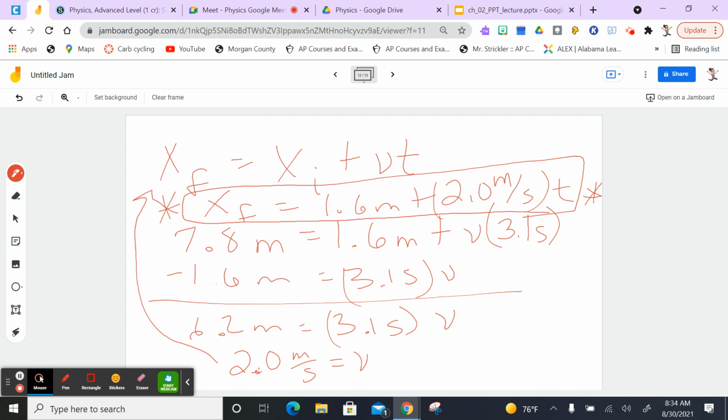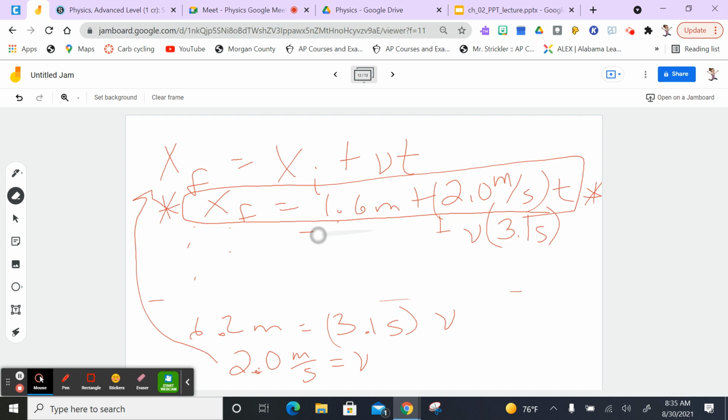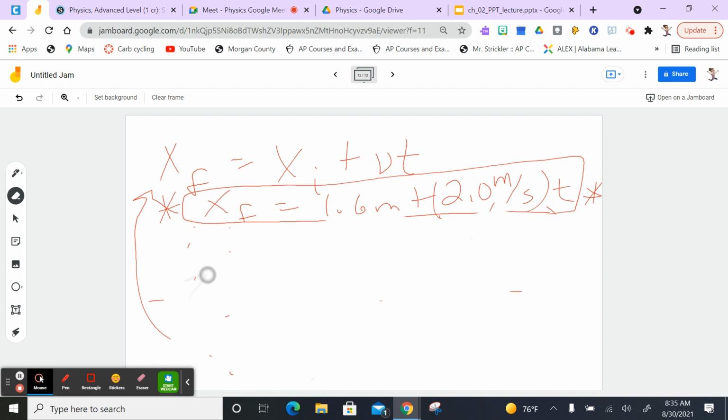And then B asked you to find the actual time. They wanted you to find what the time was if your position was 8.6 meters. Okay, so now we're going to erase all of this and plug in 8.6 for XF and solve the equation for time. All right, so 8.6 meters equals 1.6 meters plus 2 meters per second times t. And then you're going to solve for t.